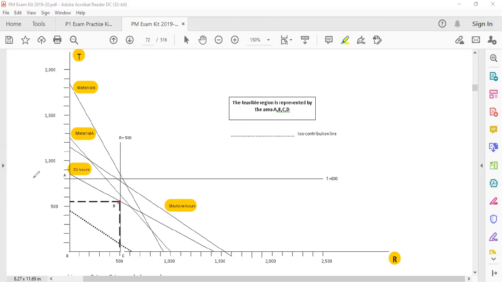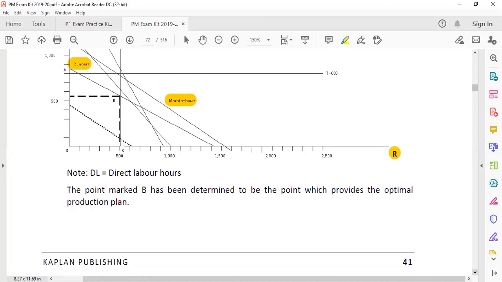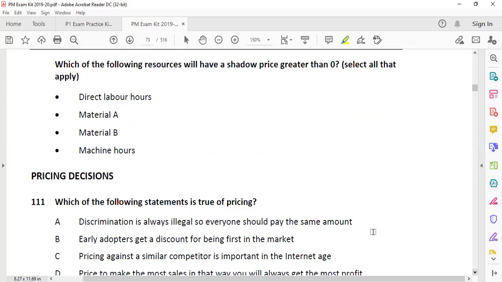So the answer for this particular question, which resource will have a shadow price greater than 0, will be direct labor hours. One second.